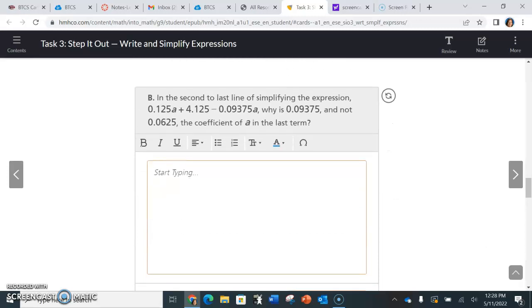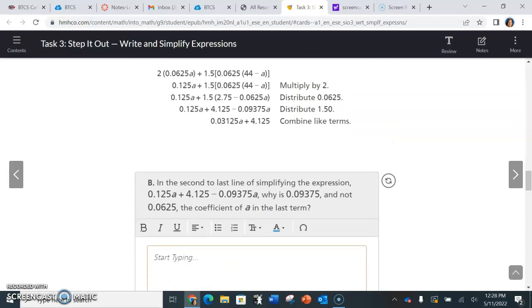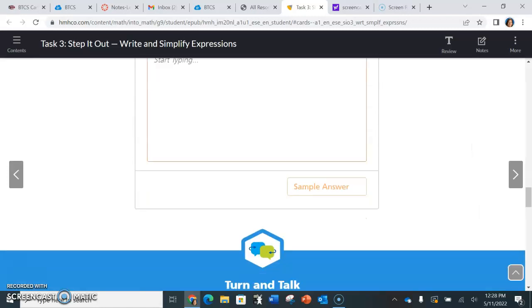All right, so it says in the second to last line, to simplify the expression, 0.125A plus 4.125 minus 0.09375A, why is it 0.09375 and not 0.0625, the coefficient of A in the last term? Okay, so they're saying, why is this number here different than this number? And again, it's due to those parentheses and the distributive property. 1.5 times the first term gives you this. 1.5 times the second term here gives you this number here. So the number changed because of the distributive property.